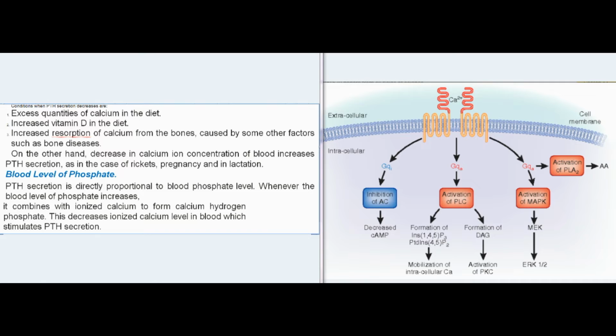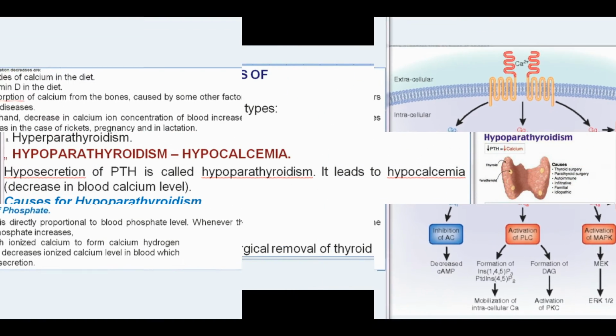On the other hand, decrease in calcium ion concentration of blood increases PTH secretion, as in the case of rickets, pregnancy, and in lactation. Blood level of phosphate. PTH secretion is directly proportional to blood phosphate level. Whenever the blood level of phosphate increases, it combines with ionized calcium to form calcium hydrogen phosphate. This decreases ionized calcium level in blood, which stimulates PTH secretion.